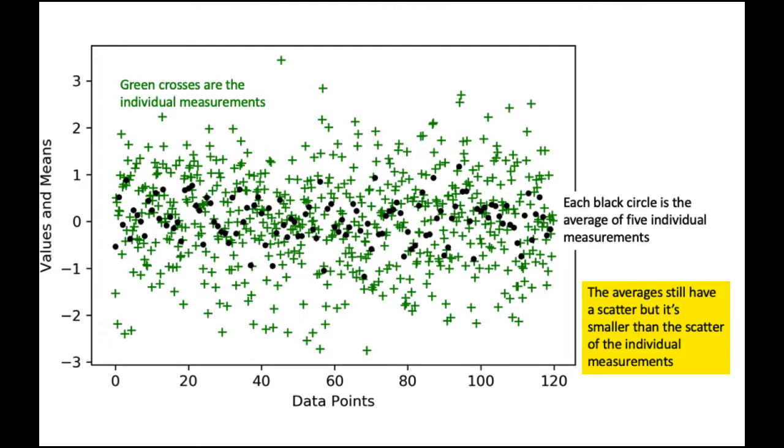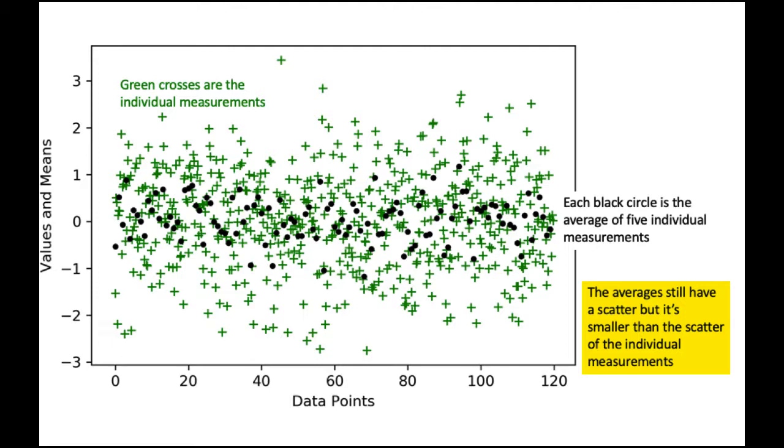Well, the average of n points is more accurate by a factor of root n. So if you take 4 points, root 4 is 2, so the average of 4 points is going to be twice as accurate as just a single point. If you had 16, root 16 is 4, so it's going to be 4 times more accurate, and so on.